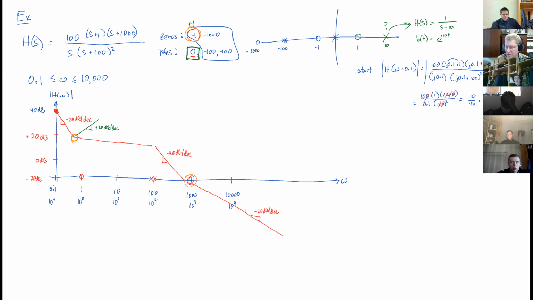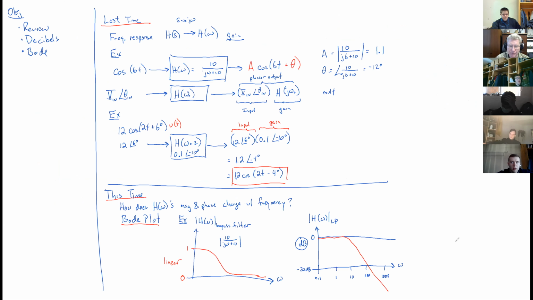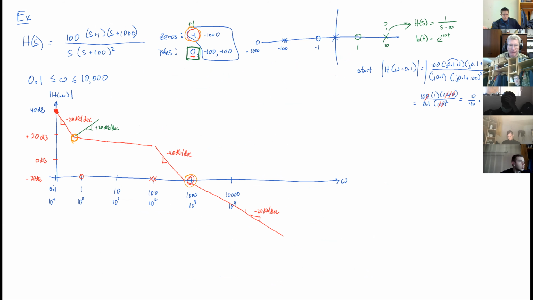Yes, sir. So let's go back to the very first problem we did in the beginning. Can I ask one more question? Yeah, sure. The reason we started at 0.1 was because that's the lowest value that we can calculate? Is that why we started there? That's right. We took a look at the magnitudes of all of our poles and zeros.